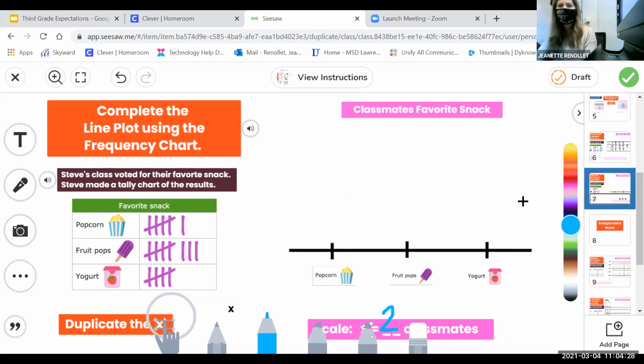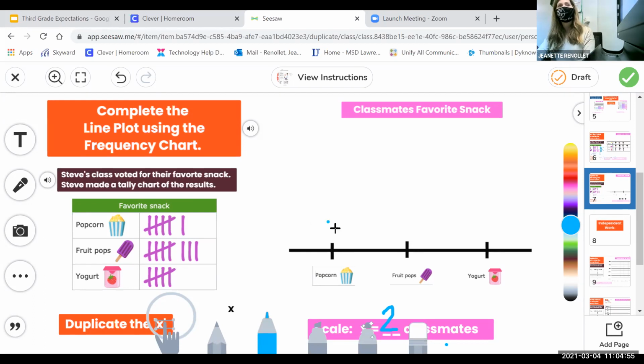All right, our last job is to check our line plot. Remember, sometimes X is equal to 1. We have seen some graphs where that is true, but today we're practicing where the scale is not 1. So an easy scale to use is when X equals 2 classmates. We can count by 2s, and then we have to show a half, just like we've been doing.